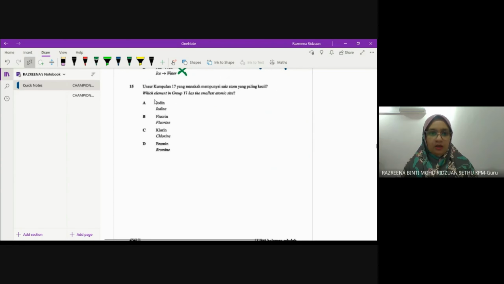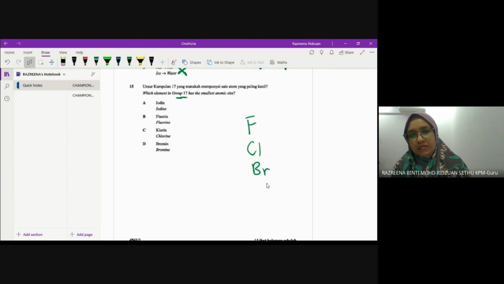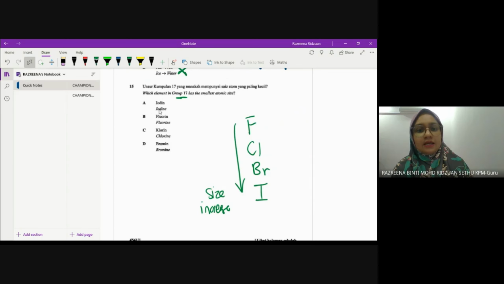Question 15. Which element in group 17 has the smallest atomic size? Okay, group 17, you start with fluorine, chlorine, bromine, iodine. Which one is the smallest in size? You go down, size increases. So the smallest is fluorine. Answer is B.